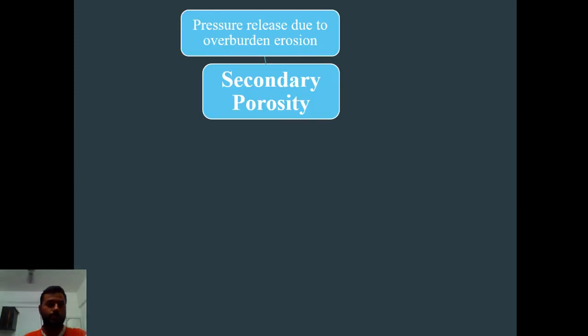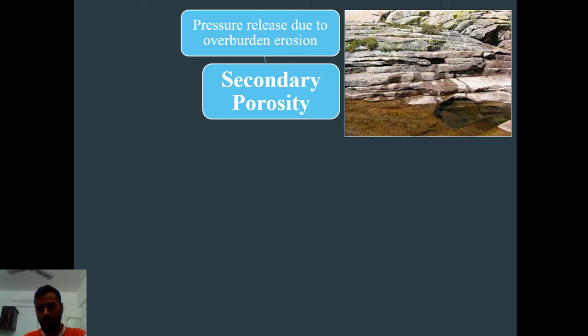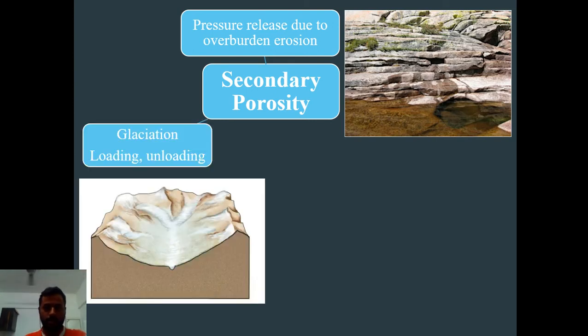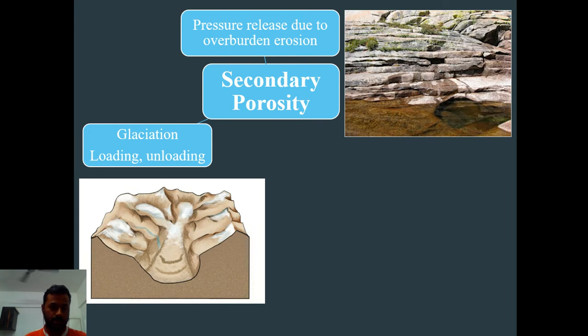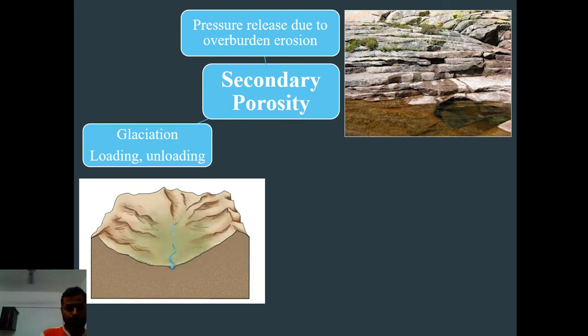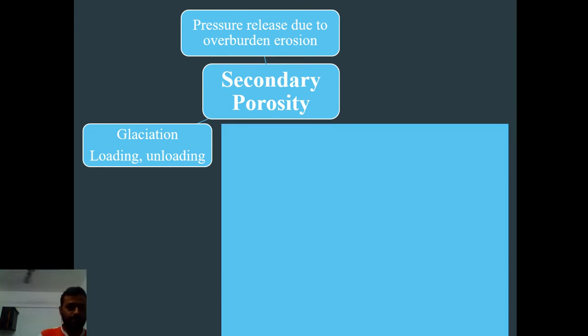Secondary porosity: pressure release due to overburden erosion. When overburden is eroded away, it can create something like sheeting joints. The same can happen with glaciation and melting cycles, which will also create a similar effect. So let's understand it with an animation.